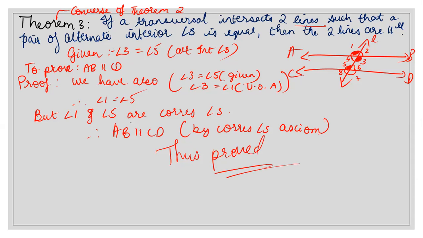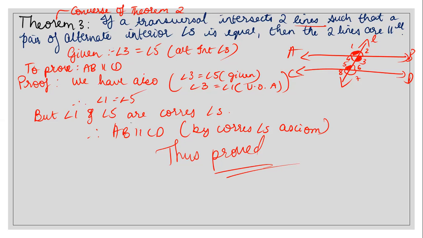Understood what we did first. We said that angle 3 is equal to angle 5, alternate interior angles, which is given actually. And then we wrote what we have to prove, and then we started proving that. So we said that angle 3 is equal to angle 5, and angle 3 is equal to angle 1 because it's a vertically opposite angle. So therefore angle 1 is equal to angle 5. But we also know that angle 1 is equal to angle 5 because they're corresponding angles. So therefore AB is parallel to CD by corresponding angles axiom.